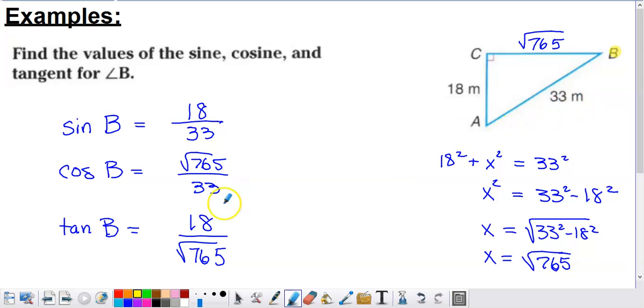So the hypotenuse we already know. So we know we're going to be dividing by 33. What about the adjacent leg? Well, if you have a situation like we're faced with right here, you're missing one of the three sides of the right triangle. It is a right triangle, so the Pythagorean theorem applies.